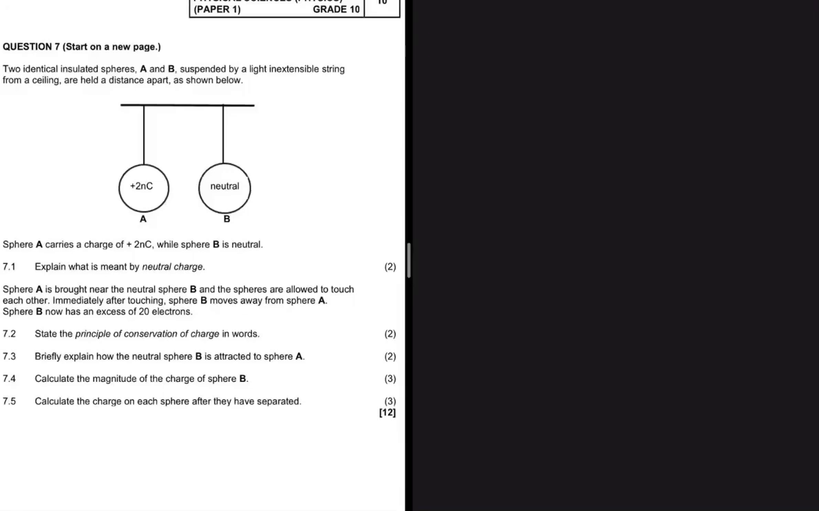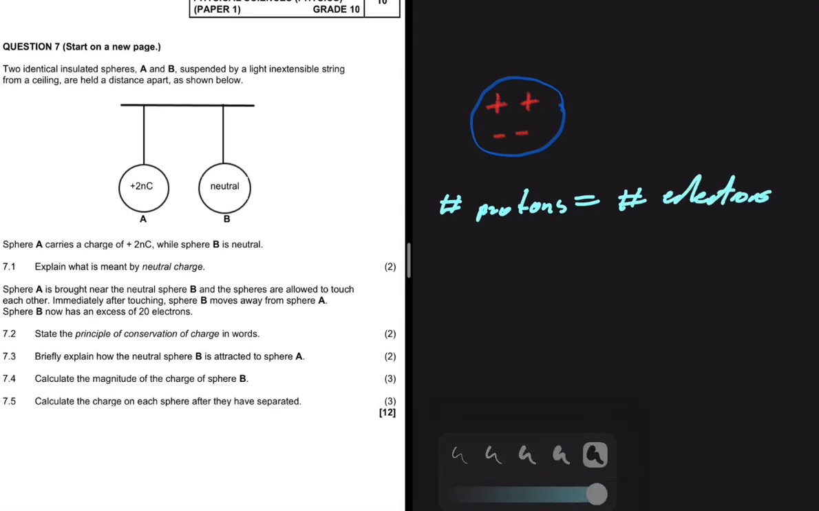What is meant by a neutral charge? Let's talk about that. A neutral charge is a charge where the number of protons is equal to the number of electrons. We would deem a charge that looks something like this to be neutral. We say that the number of protons is equal to the number of electrons. If that is the case, then we have a neutral charge.